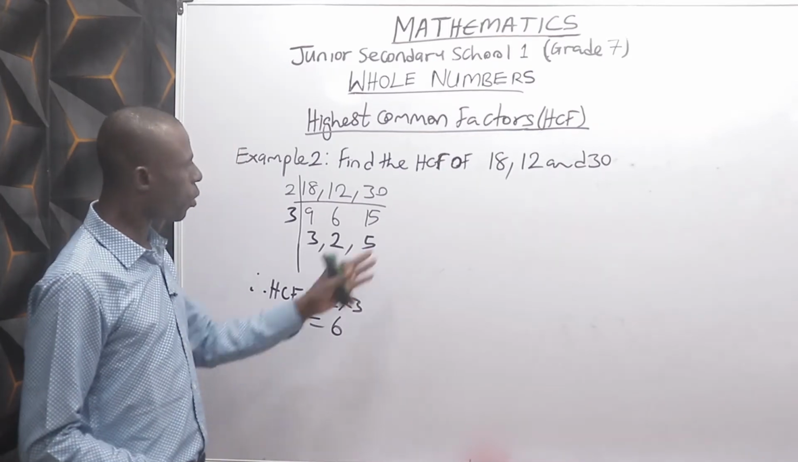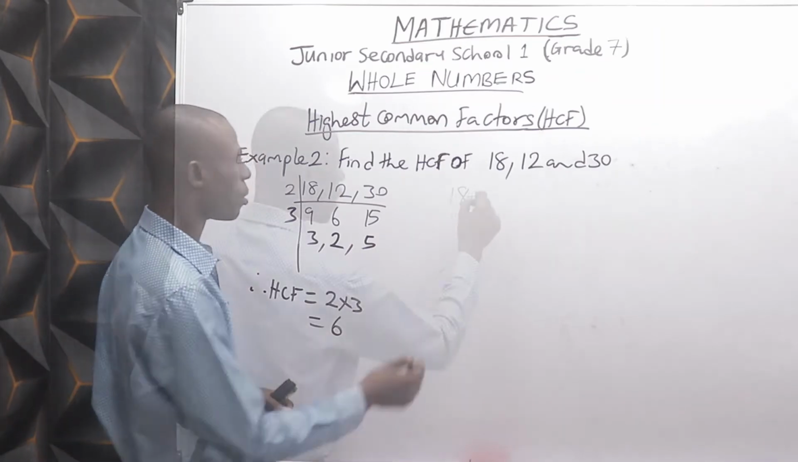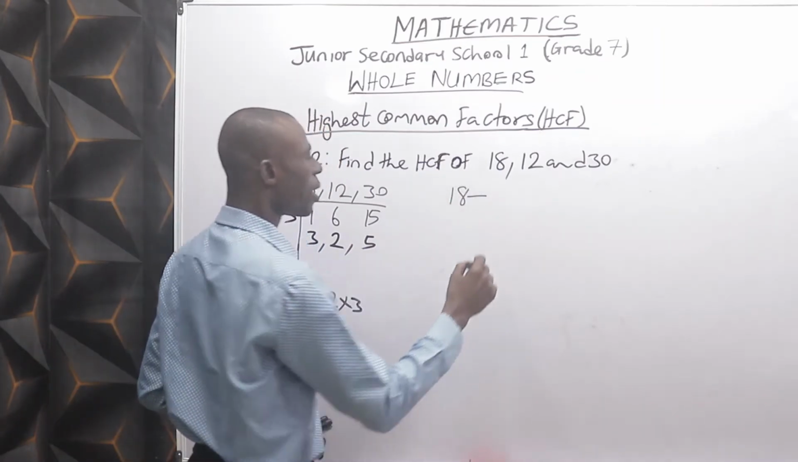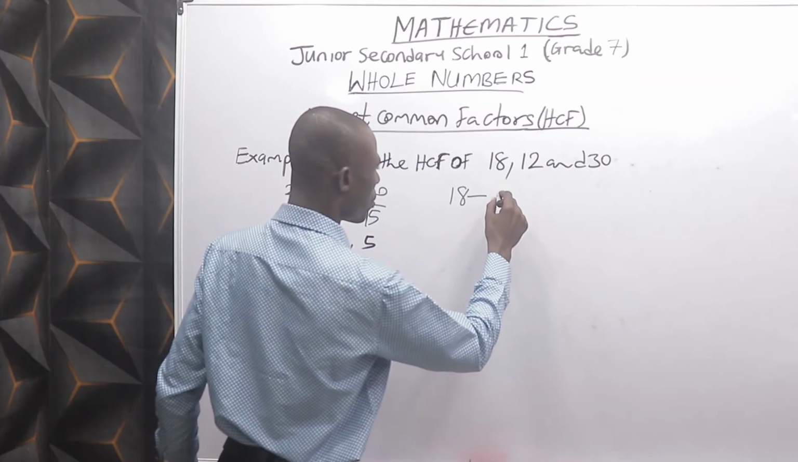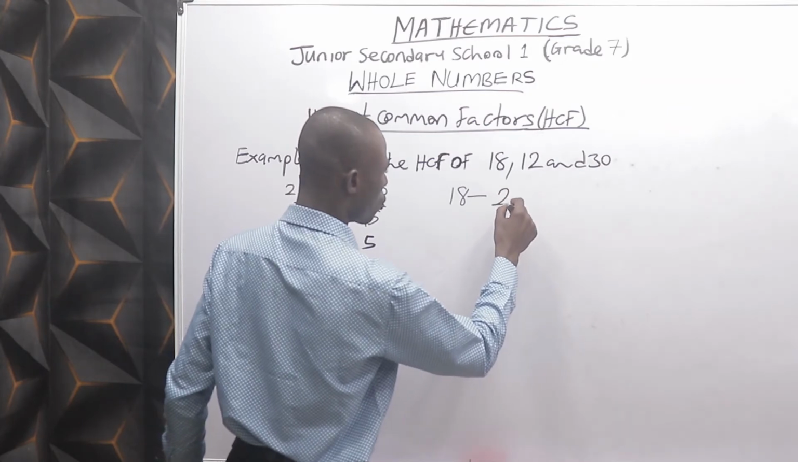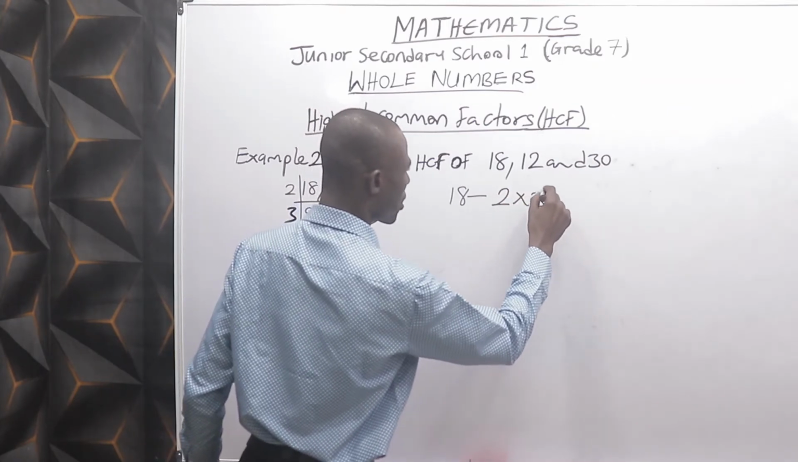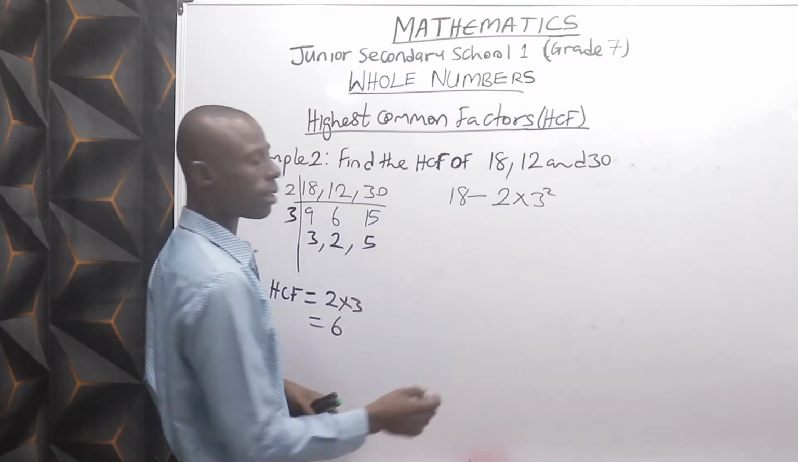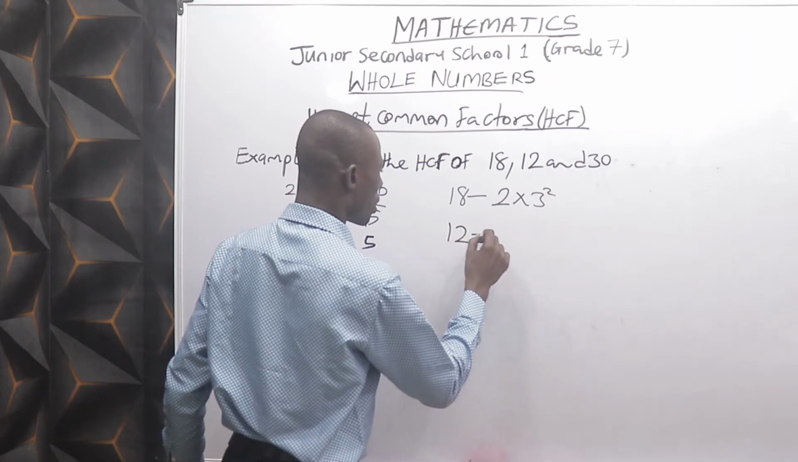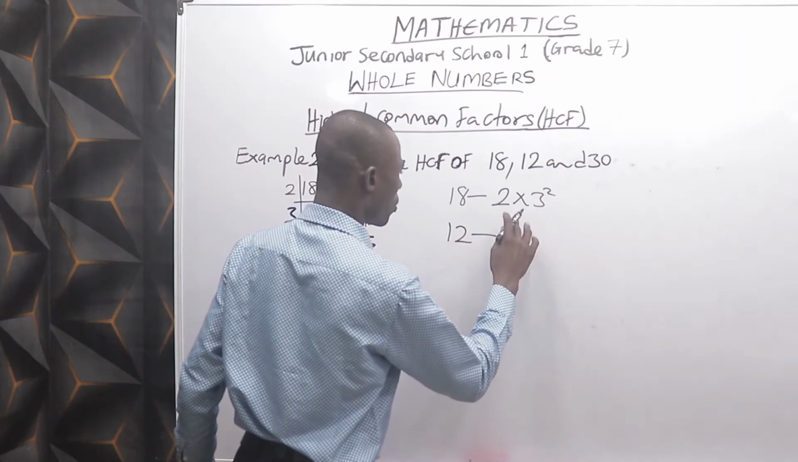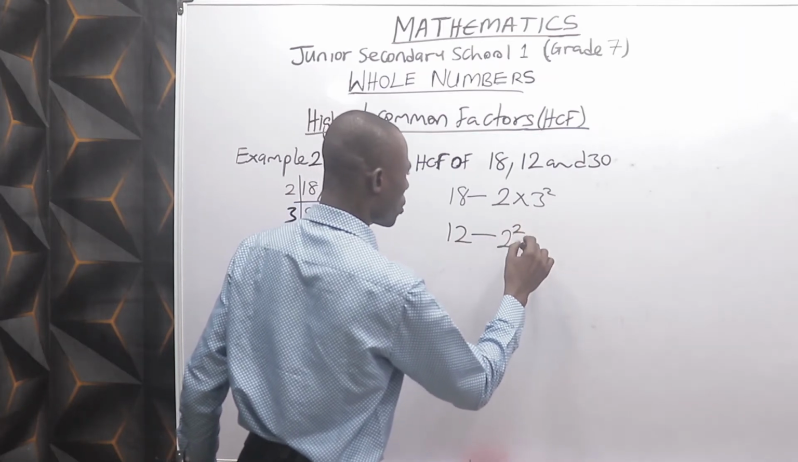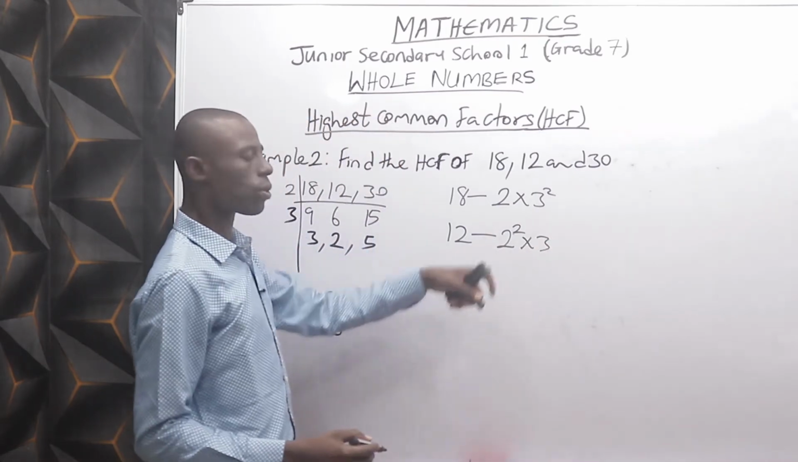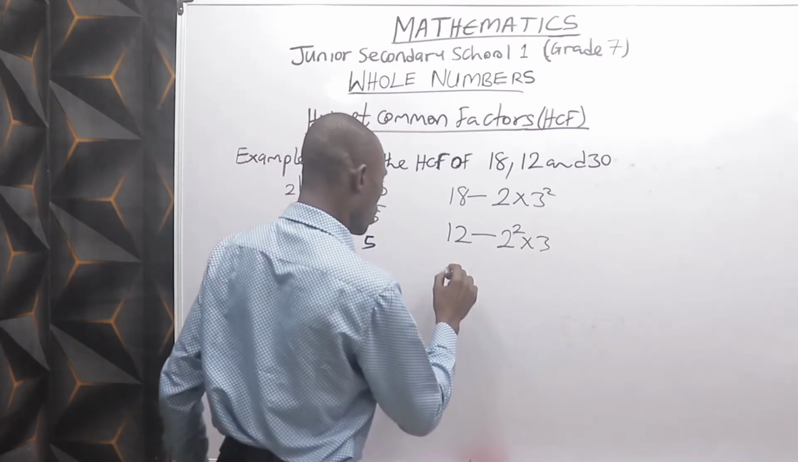Now, let's use the product of prime factors method. We express 18 as a product of prime numbers or factors, 2 times 3 square. 3 square is 9. 9 times 2 is 18. Also, 12 is 2 raised to power 2 times 3. 2 raised to power 2 is 4. 4 times 3 is 12.